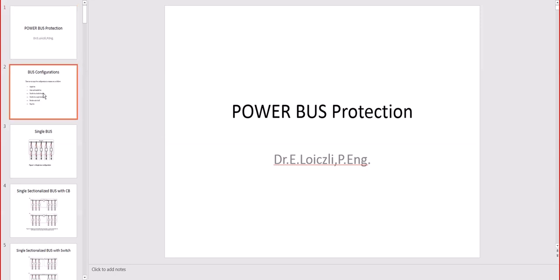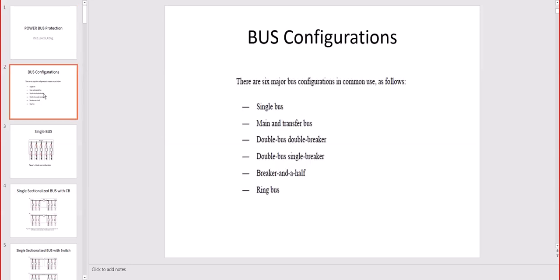Bus protection. So here are bus configurations. The most important bus configurations, when we say bus, are the high voltage and medium voltage: single bus, main and transfer bus, double breaker and single breaker, breaker and a half, very popular on the distribution, and the ring bus. The ring bus is what we have in the switchyard for high power and utilities connected to the transmission line. Almost always it is the ring bus.